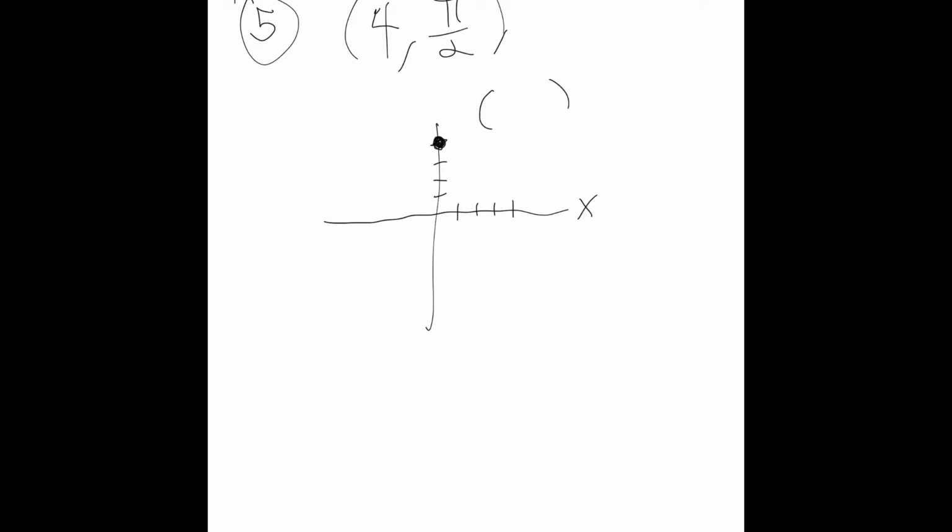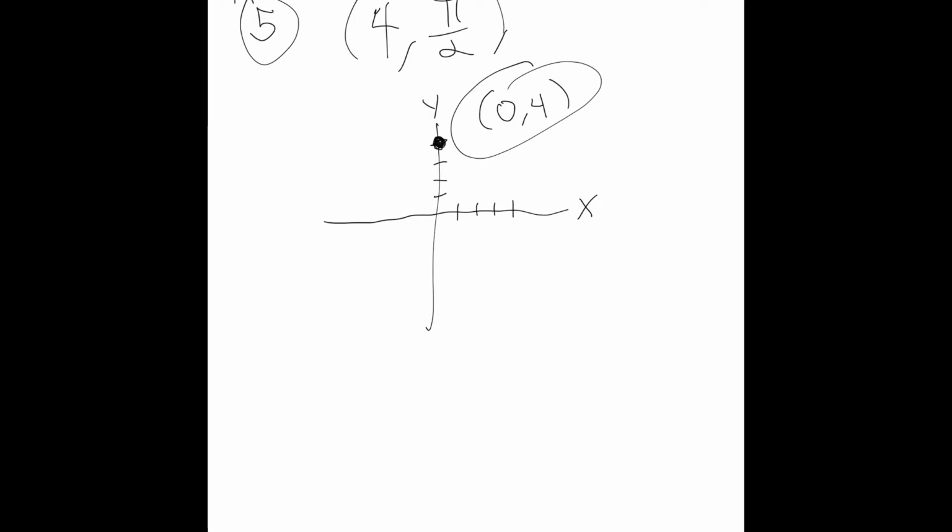It gives you the polar coordinate 4 comma pi over 2, and it actually graphs it for you. So 1, 2, 3, 4, positive 4, and we're at pi over 2 up here. Alright, so it's wanting you to just give the XY coordinate of that. And here's your x-axis, y-axis. The x is 0 and the y is 4. That's it.